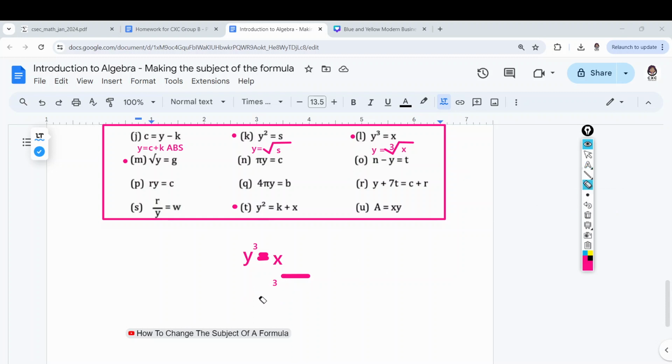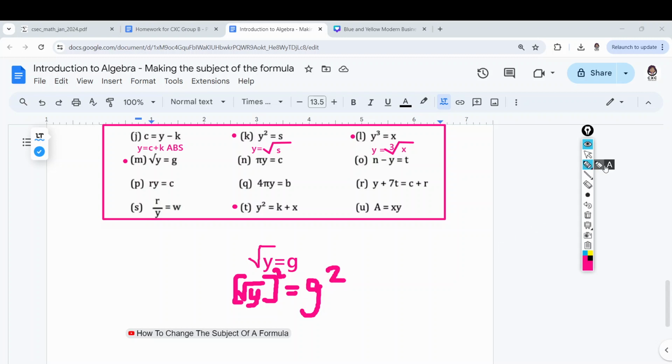M is also a little difficult for you if you've seen it for the first time. It says this time they have the square root of y, guys. So I have the square root of y is equal to g. And how do we do this, guys? What we need to do here is we need to square both sides, right? We actually need to square both sides. So we're going to end up with root y squared and g squared.